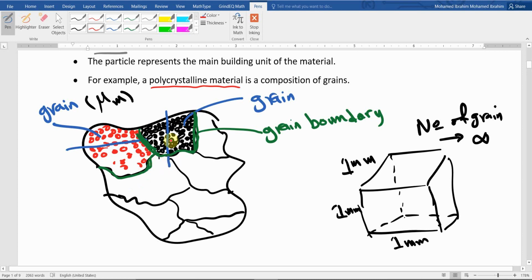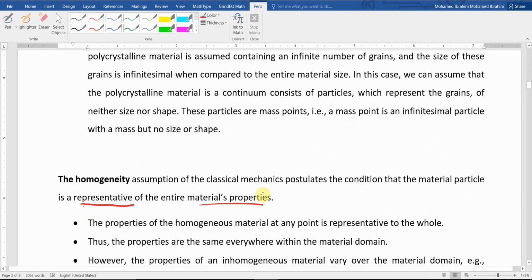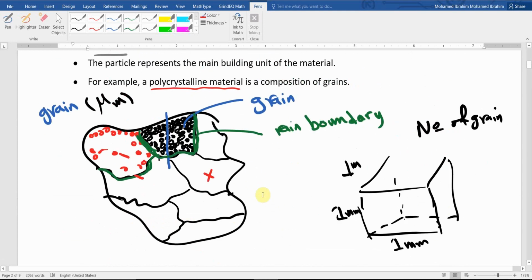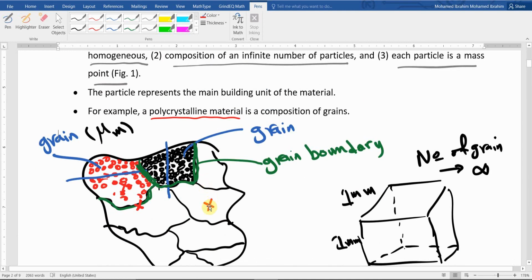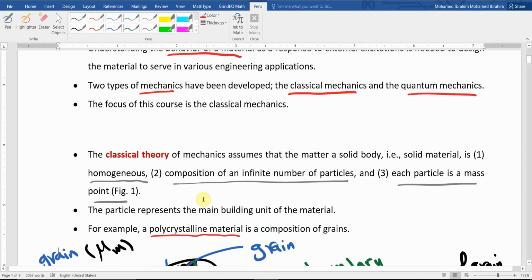So what does it mean? This indicates that we're already dealing with a heterogeneous material, or inhomogeneity. There is no homogeneity in the material properties. The properties at this point are different than the properties at this point, and different from this point, and so on. So by nature, if we talk about a material like a polycrystalline material in general, its properties are entirely heterogeneous. There is no homogeneity. But classical mechanics assumes that the material is homogeneous.